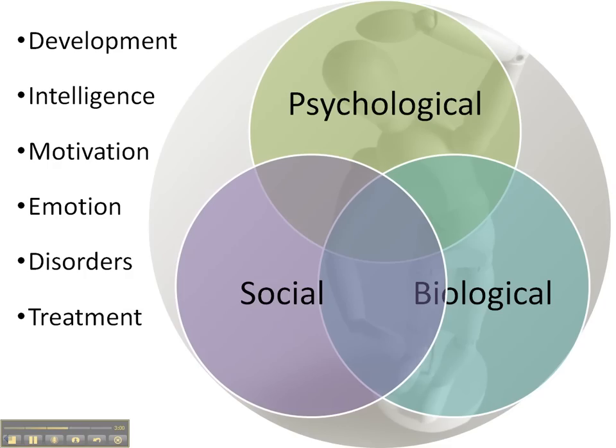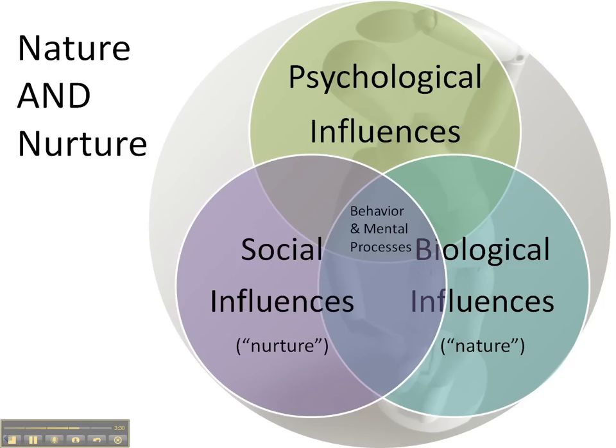For example, development, changes in the body over time. Intelligence, we'll define that more specifically. Our motivation, what pushes us towards something. Emotions, how do we experience them? Psychological disorders: if we're thinking about it as just biological or just social or just psychological, we can't understand the full range. Similarly, then, we can't effectively offer treatment. So we need to think about all the pieces together. And so it becomes not nature or nurture, but nature and nurture. Our inability to neatly classify things into any one of these lenses or the other just emphasizes that.